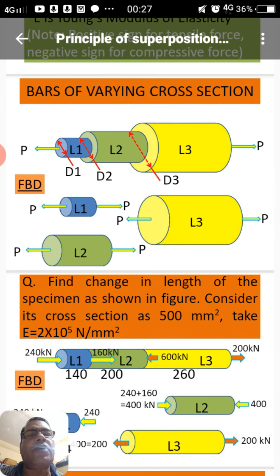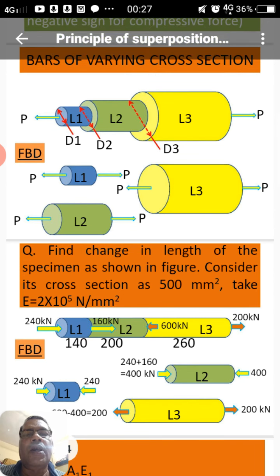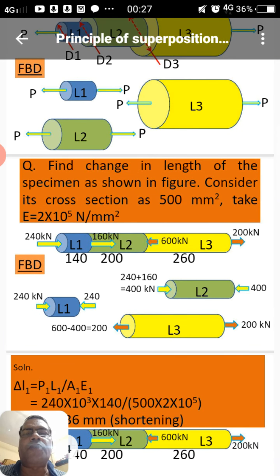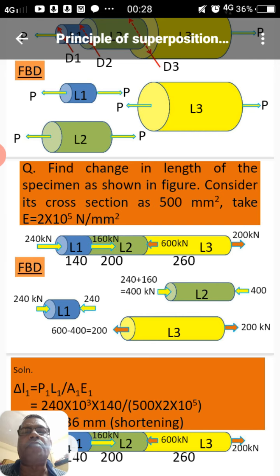Suppose a bar of varying cross section is taken having three sections L1, L2 and L3, and each is having different diameter. The first L1 length has diameter D1, diameter D2 is for L2 length, and diameter D3 is for L3 length. So each section is isolated in the free body diagram, and the force acting upon each one is shown as L1 acted by P force on both its ends, L2 also acted by P force on both its ends, and L3 also acted by P force on both its ends.